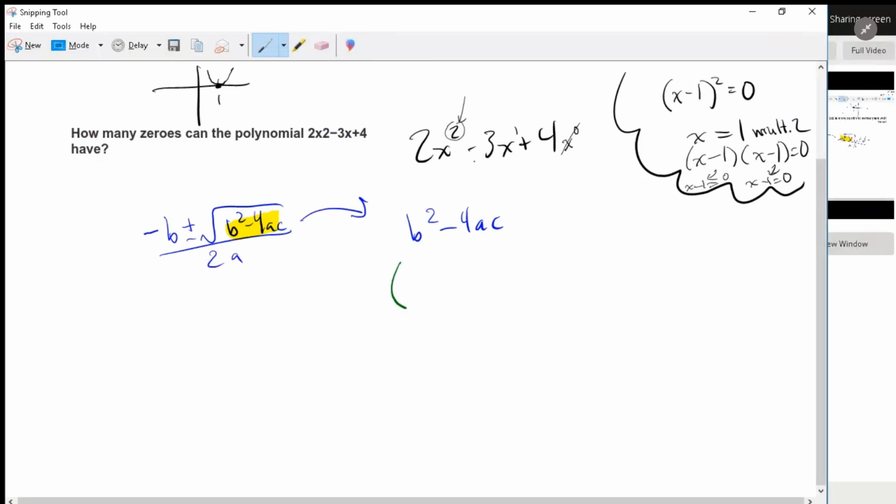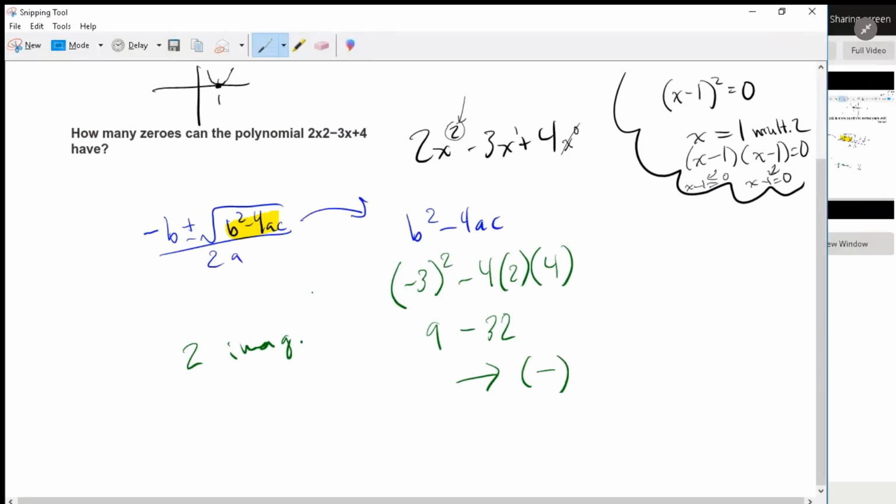So b squared, let's take b, -3 squared, minus 4 times a, which is +2, c is +4. -3 squared is 9 minus 4 times 2 is 8 times 4 is 32. And I don't even care what the answer is at this point, because the point is that it's negative. It's going to be negative. That tells me for sure there must be 2 imaginary roots. There are no solutions among the real numbers. They must both be imaginary.